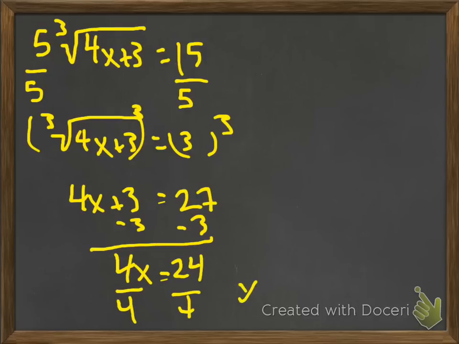And again, if I double check this, I would have, let's see, 4 times 6 is 24, plus 3 is 27, cube root of that is 3, and then 3 times 5 is 15. So it does match.